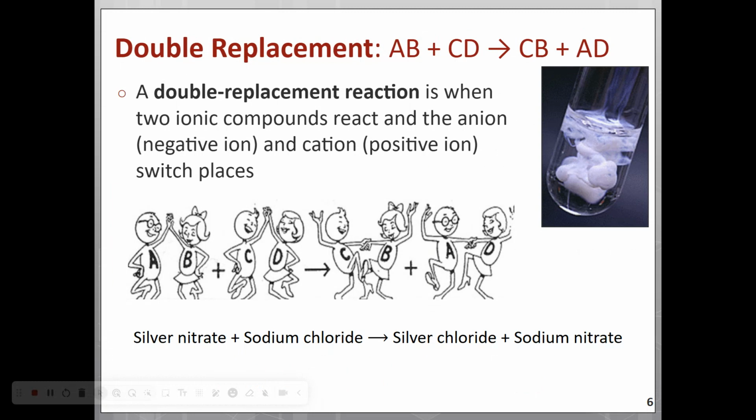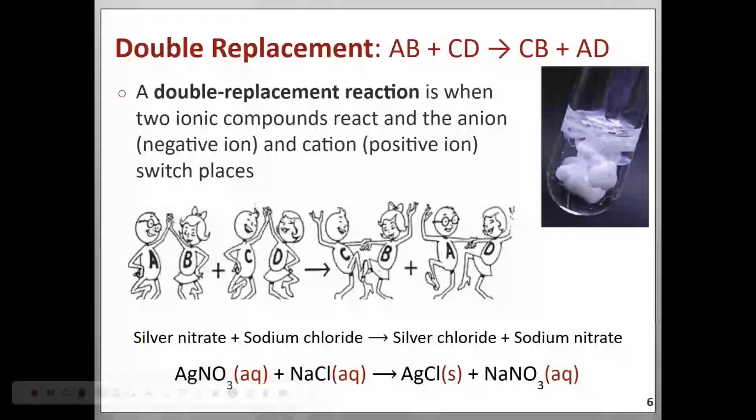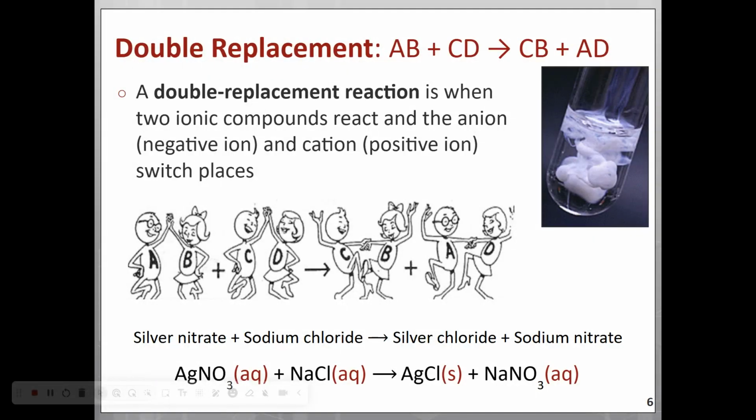So silver nitrate and sodium chloride are our examples, pay attention to the words and how they switch places, silver chloride and sodium nitrate. And so here we see that with the chemical equations, silver nitrate in an aqueous solution, meaning it's in water, and sodium chloride, also in an aqueous solution, produce silver chloride. Now that's the precipitate we see, the solid precipitate, leaving sodium nitrate in aqueous solution.